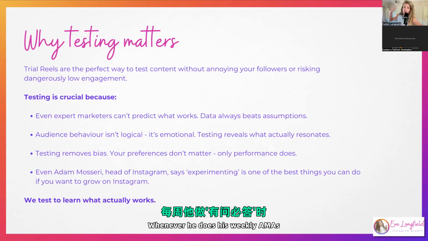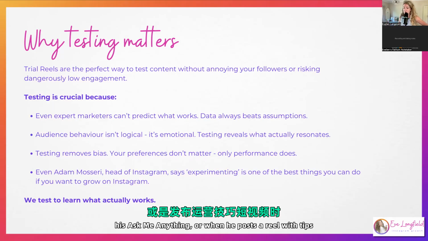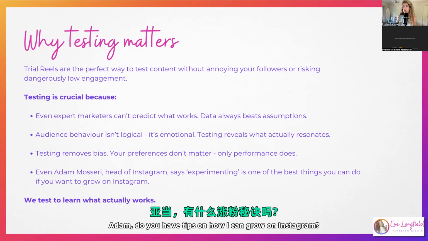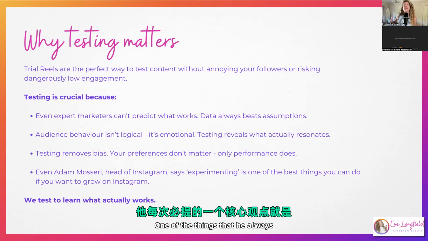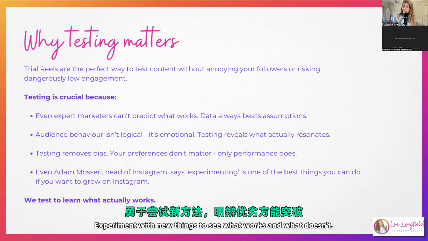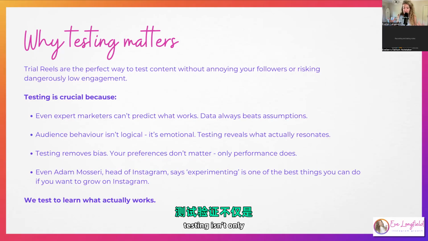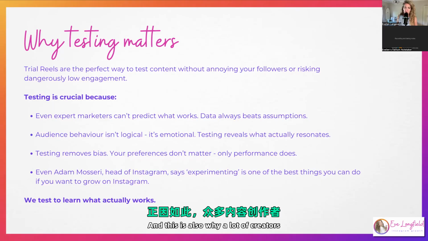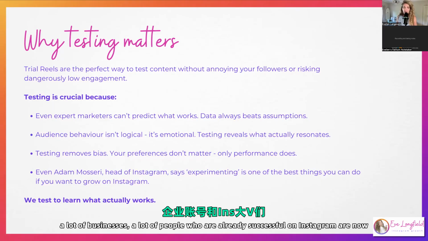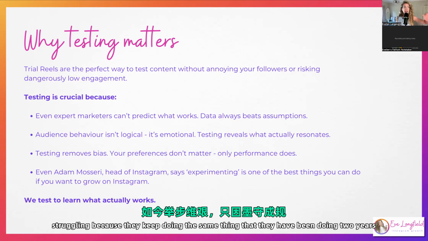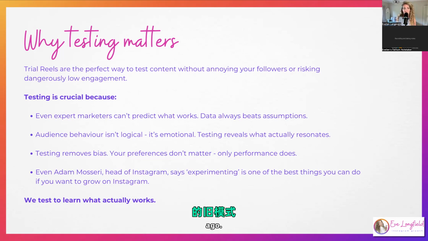Whenever he does his weekly AMAs, his Ask Me Anything, or when he posts a reel with tips, and people say, "Oh, Adam, do you have tips on how I can grow on Instagram?" One of the things that he never fails to mention is experiment. Experiment with new things to see what works and what doesn't. And I would say that experimenting, testing isn't only the right thing to do, it's a must because audience behavior changes. And this is also why a lot of creators, a lot of businesses, a lot of people who are already successful on Instagram are now struggling, because they keep doing the same thing that they've been doing 2 years ago. And what you did 2 years ago worked, but these days it really doesn't.